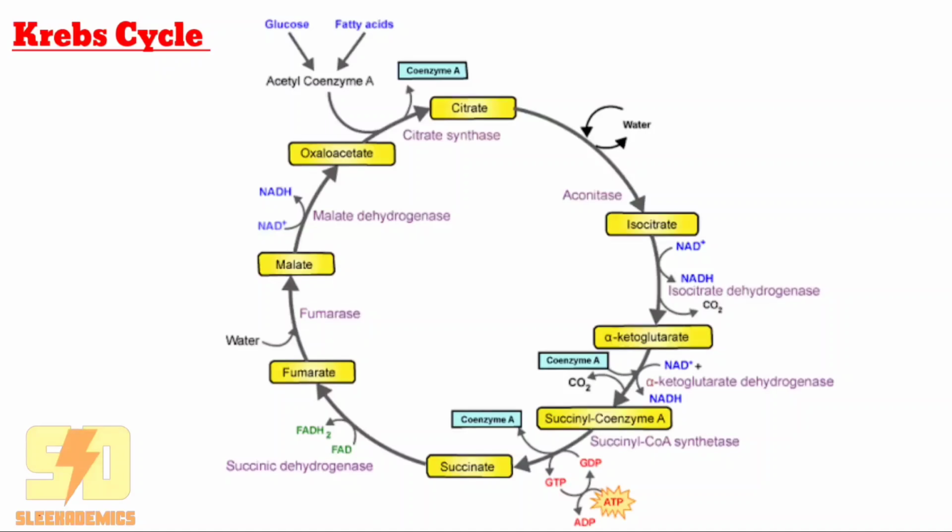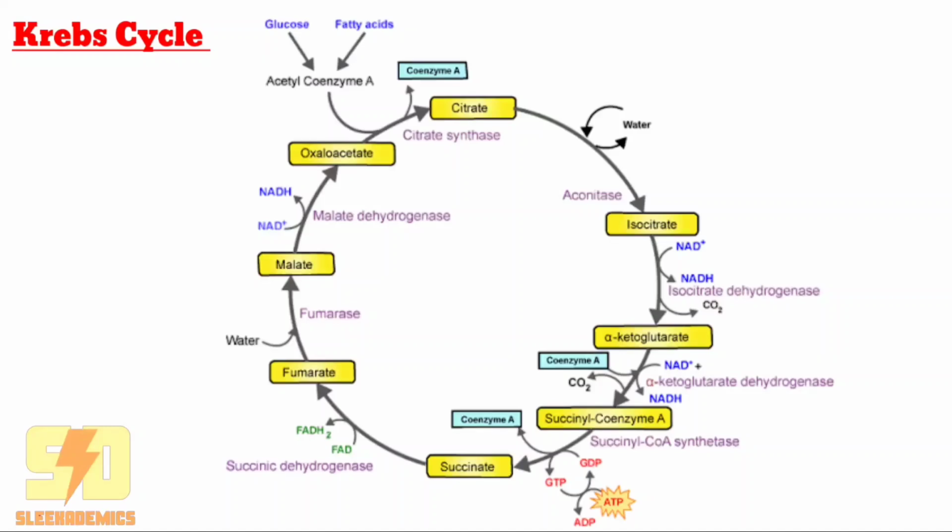Now you must have noticed we have gone a full cycle when we got to oxaloacetate, which is a 4-carbon molecule, and another acetyl coenzyme A, which is a 2-carbon molecule, will come in to mix with oxaloacetate to form a 6-carbon citrate, and the cycle goes on again to come back to oxaloacetate.